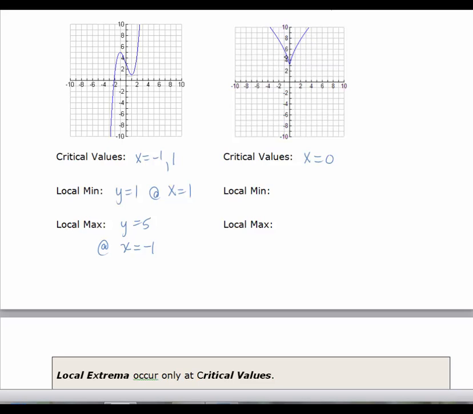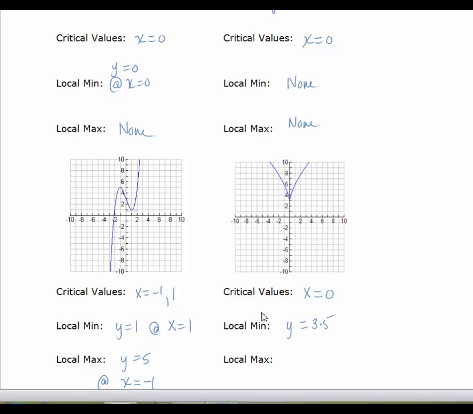It also looks like we have a local min at x equals 0, but the value of that local min is a little hard to see here. I would say it's approximately 3 or 3.5. Not as clear on this graph. So let's assume it's 3.5 here. So we have a local min of 3.5, and it occurs when x equals 0. And we don't have a local max if we're assuming that this function is going to continue. I'll put little arrows on there. We don't have a local max at this point.